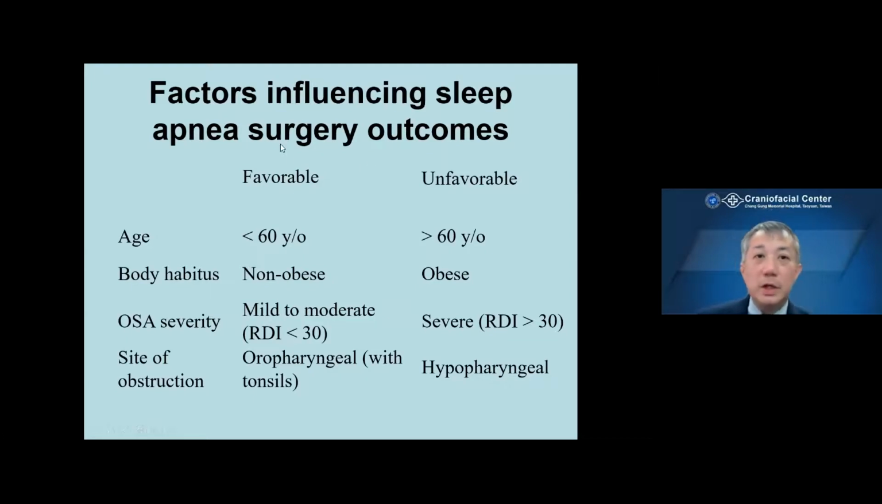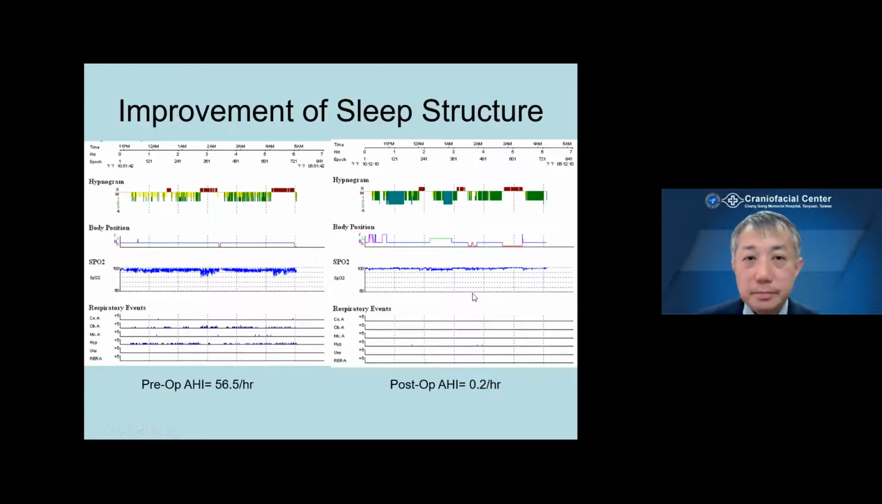For patients of higher age, if they are older or obese or have more severe hypopharyngeal airway obstruction, they have unfavorable anatomical factors and may not be good candidates for MMA.